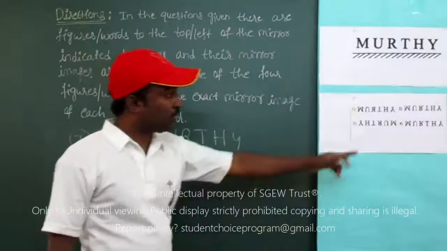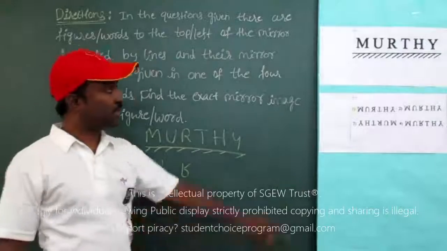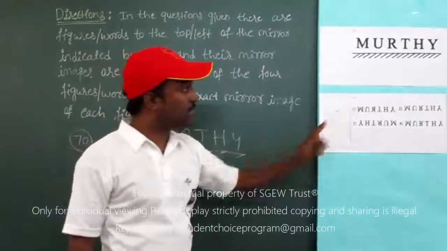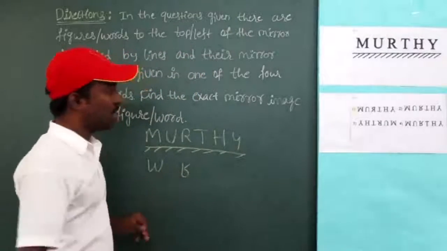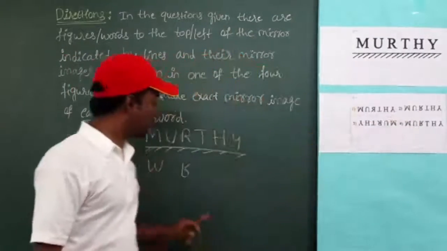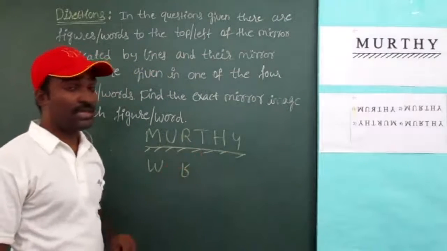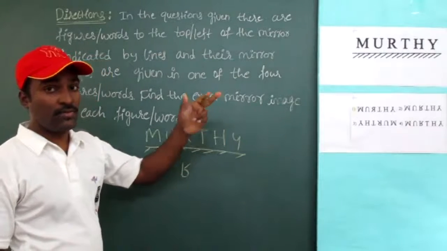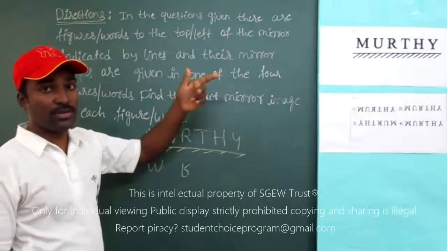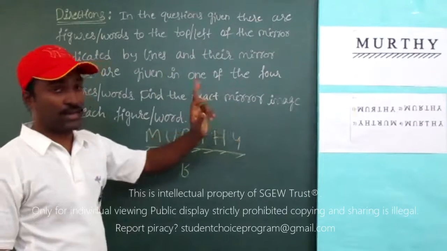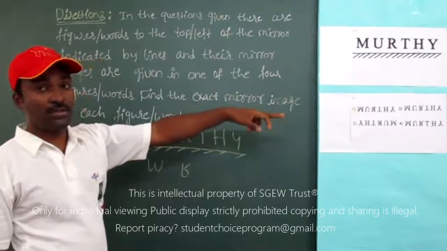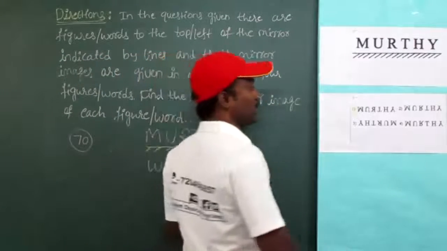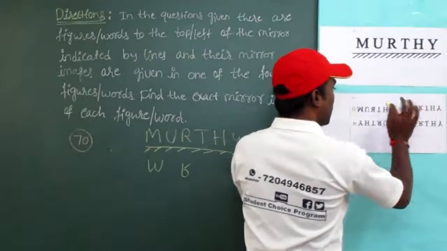Now, moving to the second option. In the second option, M is exactly matching. That is the mirror image. U is also correct. Here R is also correct. T is also correct. And H, if you make the top as bottom and bottom as top, remains the same. H is also correct. Now Y, the top is becoming bottom and the bottom is becoming top in the mirror image. So this is the correct option.